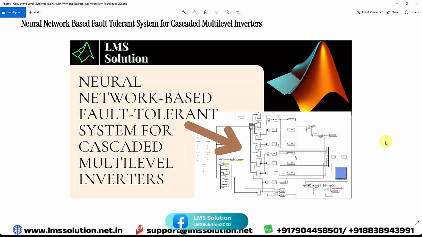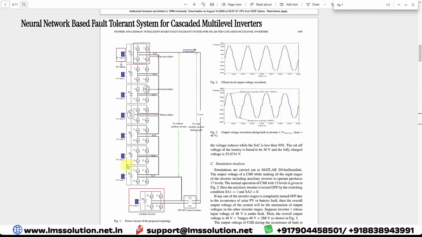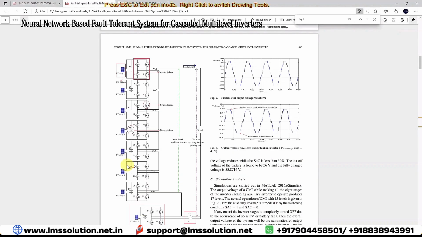Today we are going to see a neural network based fault tolerant system for cascaded multi-level inverters in MATLAB. First I am going to explain the basic concept of how we are going to implement the fault tolerant system in the cascaded multi-level inverter. Here we are going to use a 15 level cascaded multi-level inverter. For 15 level cascading output, we need 7 H bridges: 1, 2, 3, 4, 5, 6, and 7.